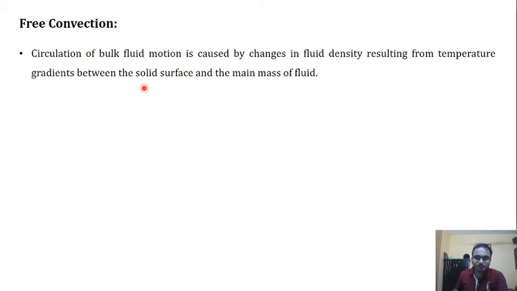As we have already discussed, there are two types of convection: free convection and forced convection. So first we will discuss free convection. Circulation of bulk fluid motion is caused by changes in fluid density resulting from temperature gradient between solid surface and main mass of fluid.